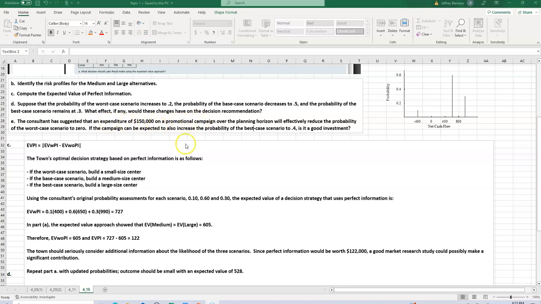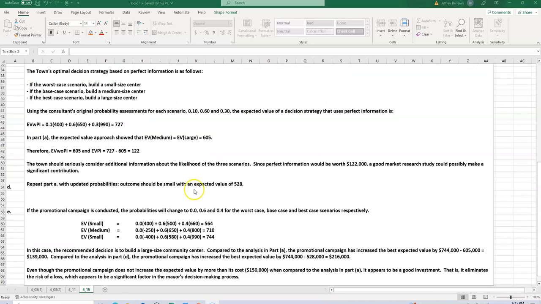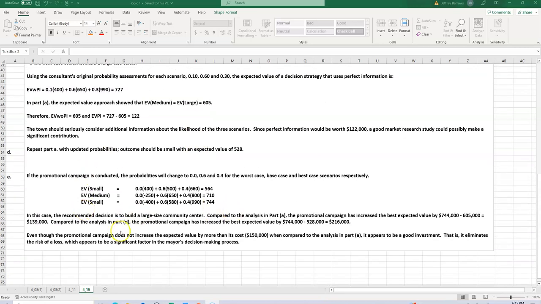The last thing here to consider, the consultant has suggested an expenditure of $150,000 on a promotional campaign over the planning horizon will effectively reduce the probability of the worst case scenario to 0. If the campaign can be expected to also increase the probability of the best case scenario to 0.4, is it a good investment? So what you'll see here, and I'll leave you the discussion, I just went back and again, I just recomputed the expected value of each, changing the probabilities of the worst case and the best case, and you can see what the expected values are.